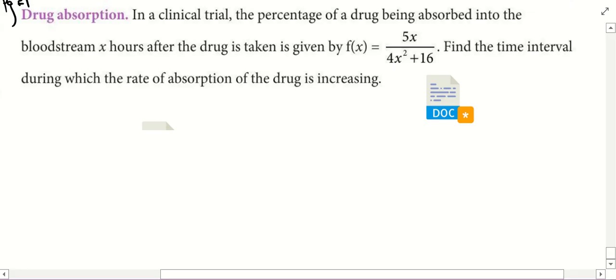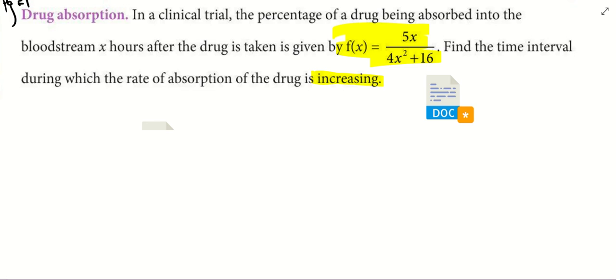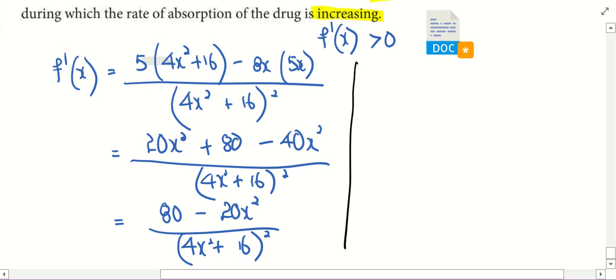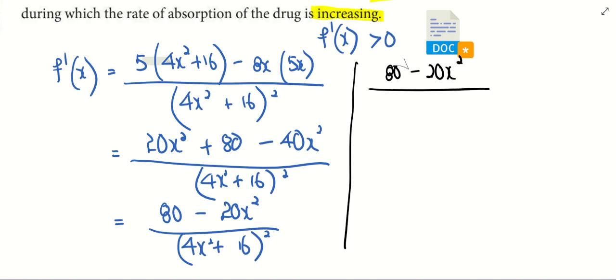First thing, the function is given in terms of f(x). Next thing, they say find the range when it's increasing. So I need to find the first derivative. In this case, f prime x must be greater than 0. So let me find my first derivative first. After you find your first derivative, you need to simplify it, and take note, I need to ensure it's increasing. So this means that my first derivative must be greater than 0.